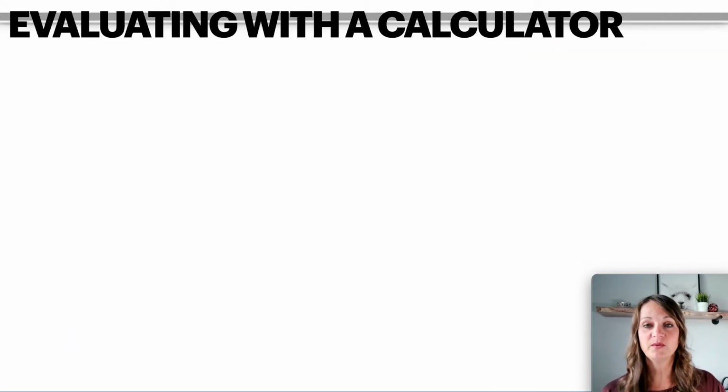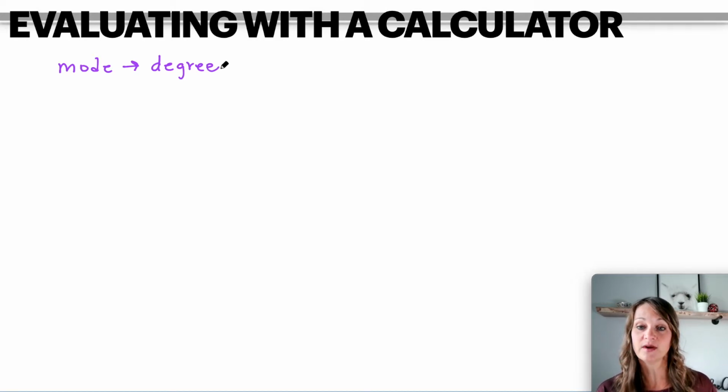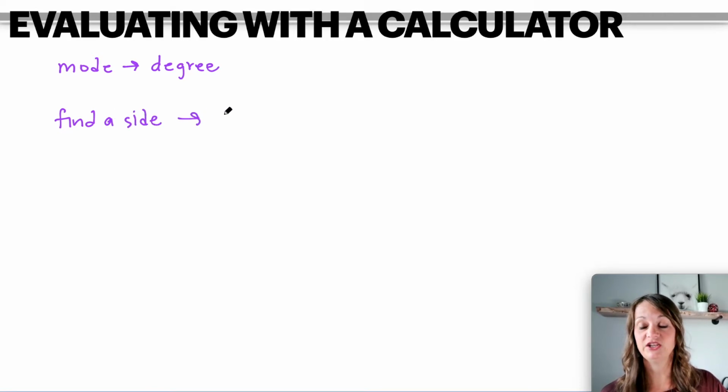Now, when you're evaluating with a calculator, the first thing you need to do is check your mode, and make sure that your calculator is in degree mode and not radian. So go in and make sure that degree is highlighted, because if radian is highlighted, you will get a very, very weird answer. Now, if you are trying to find a side of a triangle, and let's say you know the angle, let's say the angle is 30 degrees, and you actually want to know what is sine of 30 degrees.